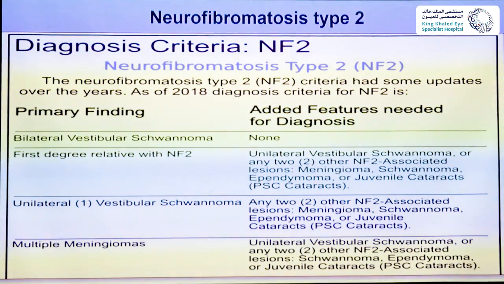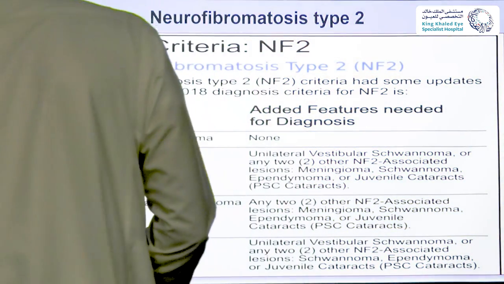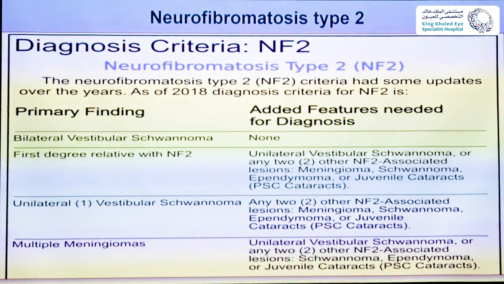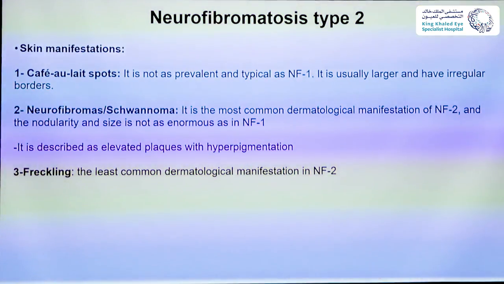So skin is not that important, especially for the diagnostic criteria for NF2. The main finding in NF2, as we know, is bilateral vestibular schwannoma, and if you have it, you don't need any other finding. If you have a first degree relative with NF2, but you have unilateral vestibular schwannoma or other tumors, that's also considered enough. So let's go systematically, as we did with NF1.